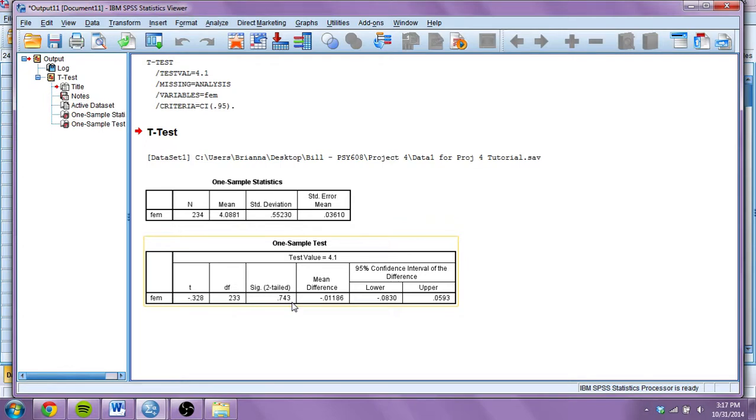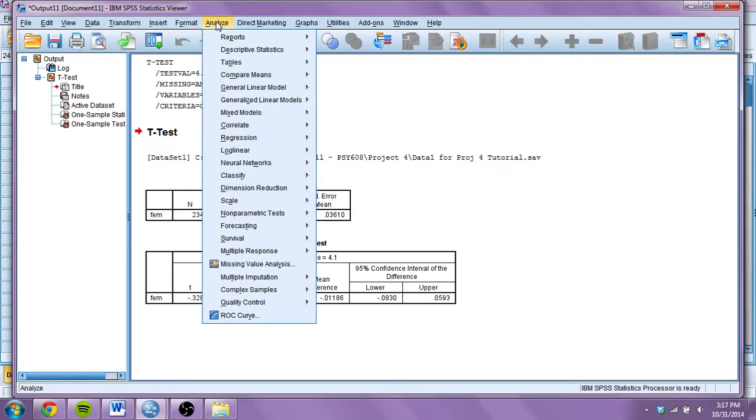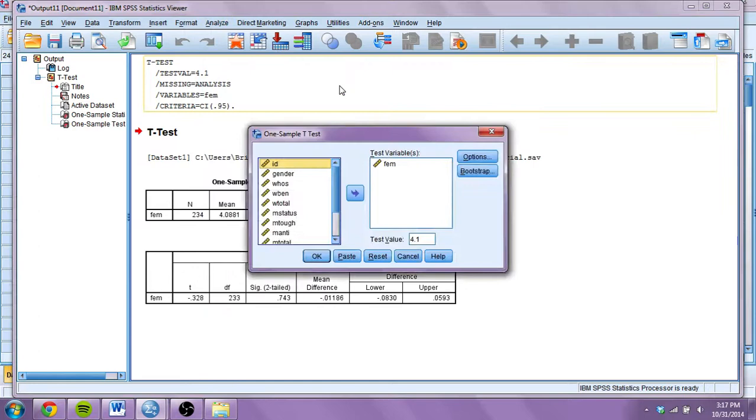So that's pretty high. Now I'm going to compare it to a second model. So I'm going to compare to a model testing 4.2 as the true mean of FEM. And then we're going to compare our probability. So again, you could just go to Analyze, Compare Means, One Sample t, and then just change your test value to whatever your second value is going to be. For the project, it's going to be the one that I just did, 4.1. I'm changing mine to 4.2.